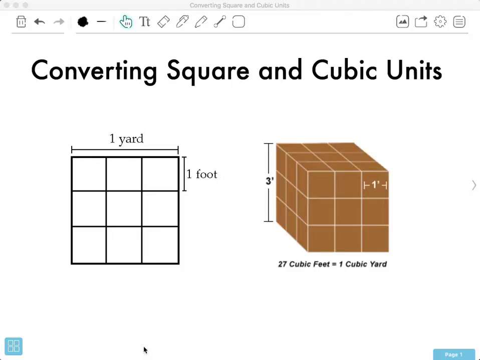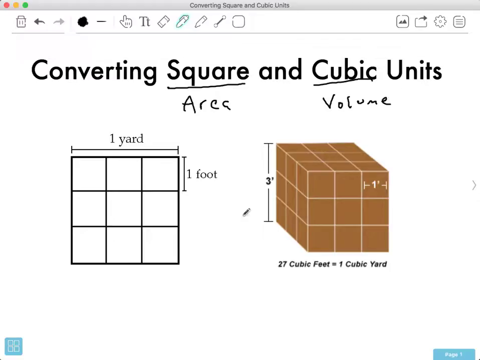Hello, welcome to this video for students taking design and measurement, specifically in Applied Math 30S and 40S. We're going to be looking at converting square and cubic units. We know that we use square units when we're talking about area, and we know that we use cubic units when we're talking about volume.